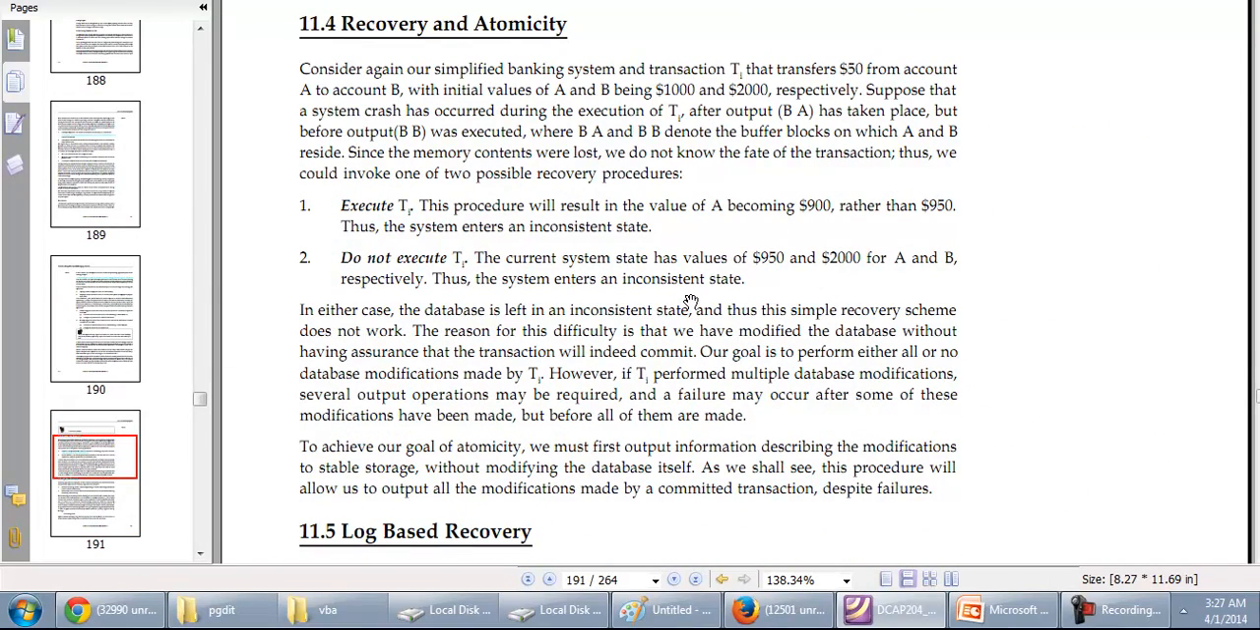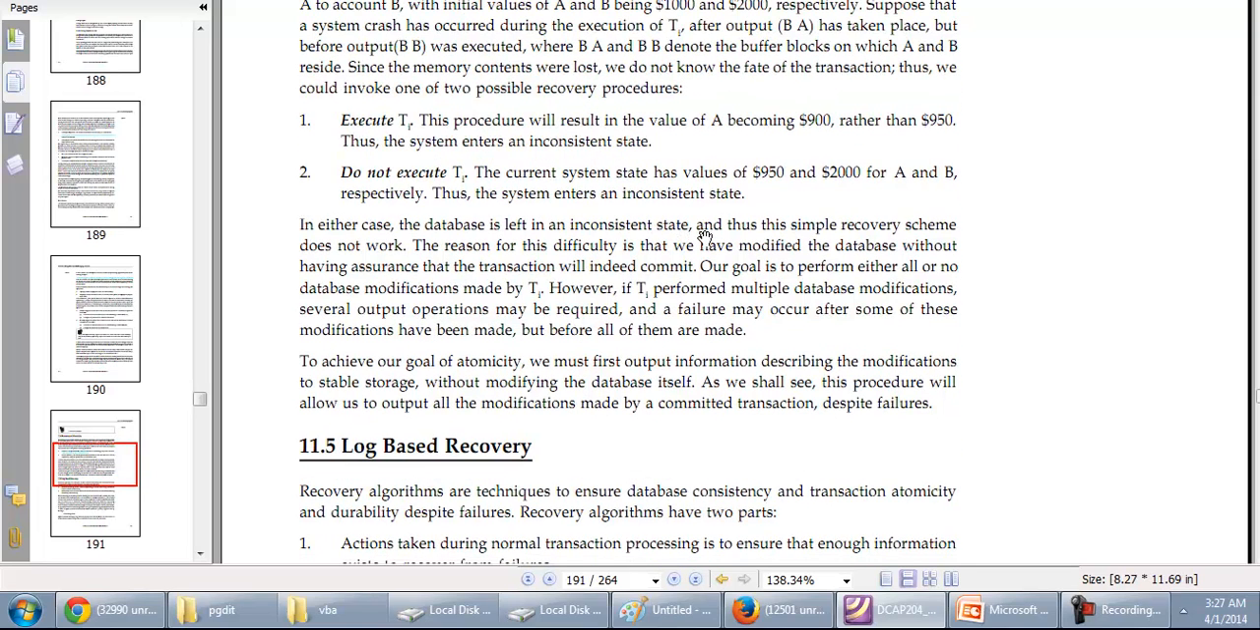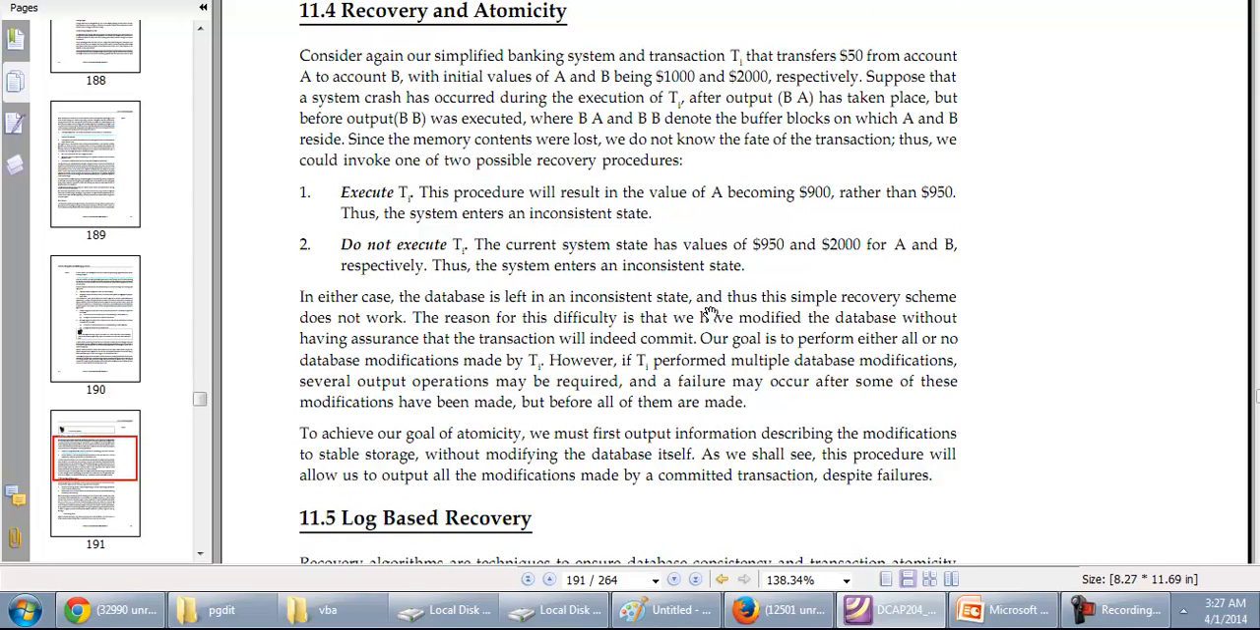Recovery and atomicity. So consider again a simplified banking system to transfer money. It's the same way your banking system works. If money comes from somewhere, it should go somewhere. It should not just land in between. So if a transaction has occurred, it should either complete or not happen. The process will result in the value of A becoming 950, and recovery leaves an inconsistent state. Do not execute the current state, 950 for A and B. The system enters an inconsistent state.